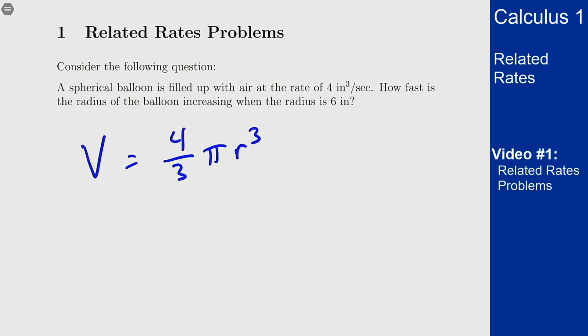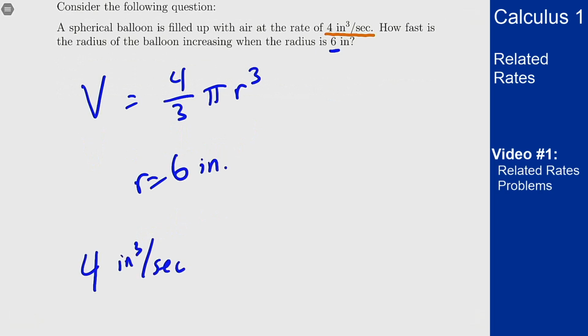And what else are we given in this problem? Well, we're given a radius of 6 inches. We could easily find the volume there, but that's not what we really care about. We're looking at how fast the radius of the balloon is increasing. We know how fast air is being pumped into the balloon. So the other fact we're told is this 4 cubic inches per second.